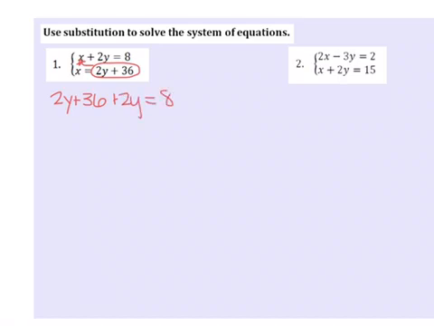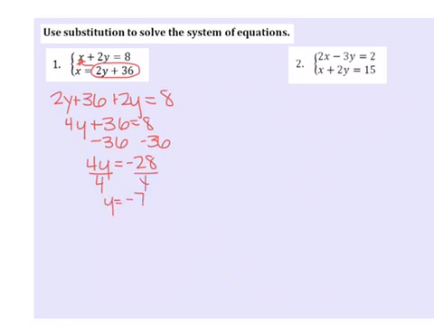From here, I'm going to go ahead and solve. So I'm going to combine my like terms. So I get 4y plus 36 equals 8. And we're just going to solve for y. So subtract 36. So I get 4y equals negative 28. Divide by 4. So I'm left with y is going to equal negative 7.